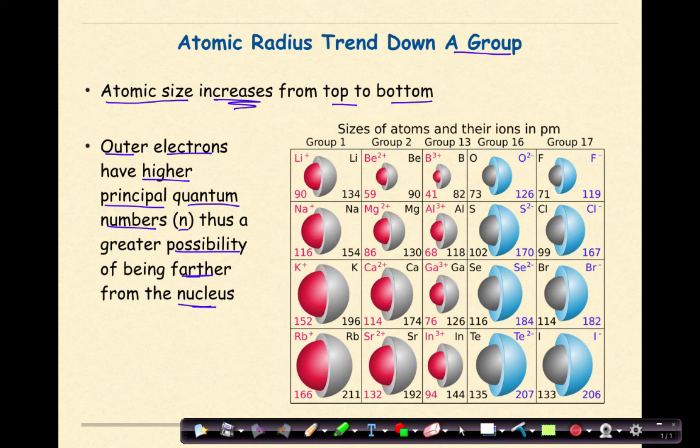So if we look at this diagram right here, we can see in group 1, if we look at the lithium atom versus the sodium atom versus the potassium and the rubidium, we can see the radii getting larger as we go down the group. And that happens for also group 2, group 13, group 16, and group 17. The general trend is the atomic radius will increase as you go down a group. So this applies to both metals and nonmetals.